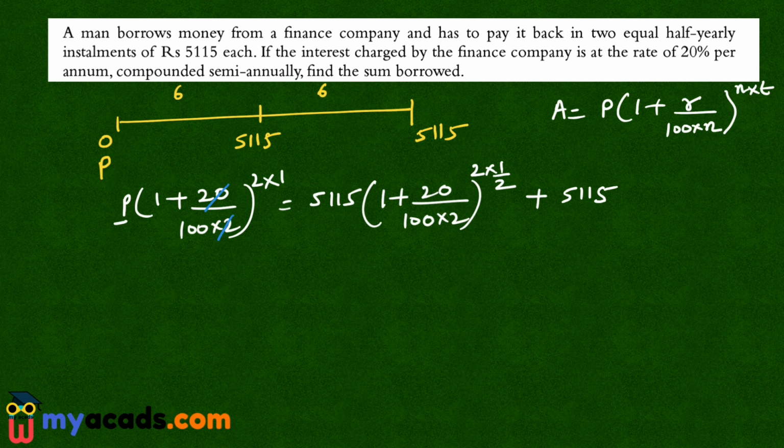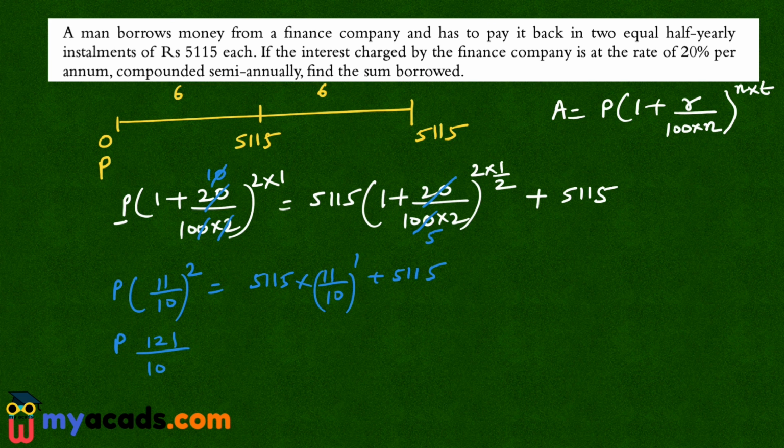This is 2, 10, 10, 10 will cancel out. This is P into 11 by 10 raised to the power 2. This is 5115. This is 20 by 5. This is 11 by 10 raised to the power 1 plus 5115. This is P into 121 upon 100. This is 5115 into 11 by 10. This is 5115. This is P into 121 by 100.